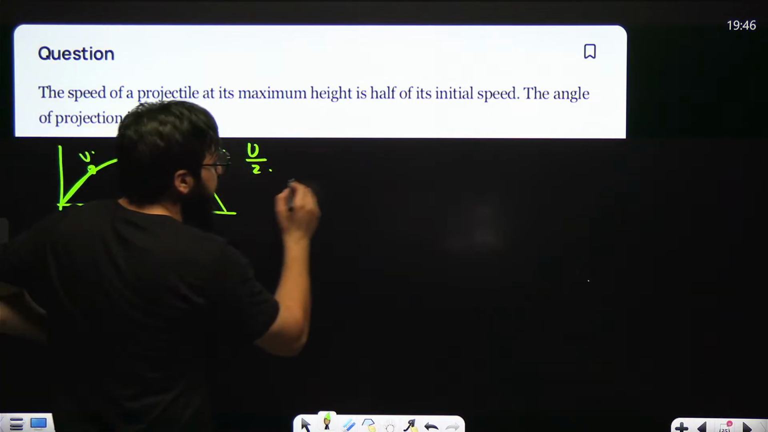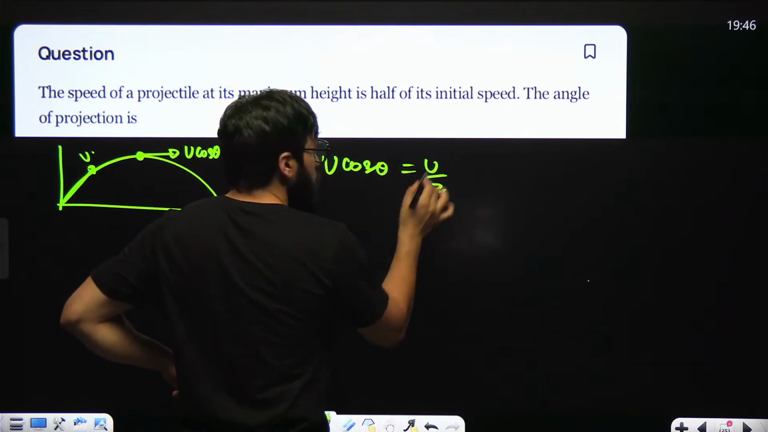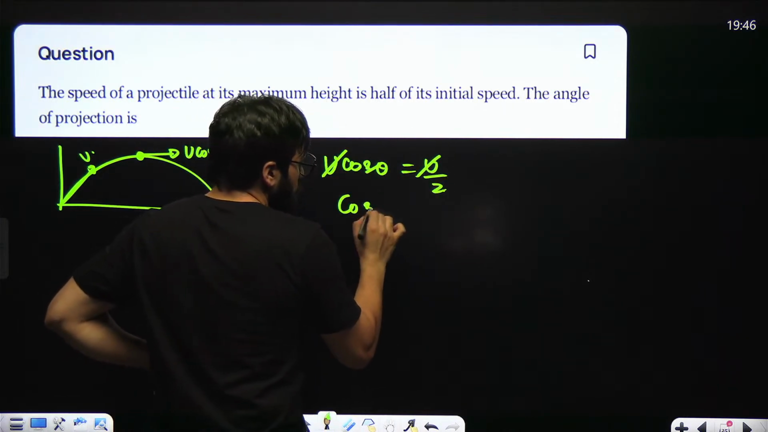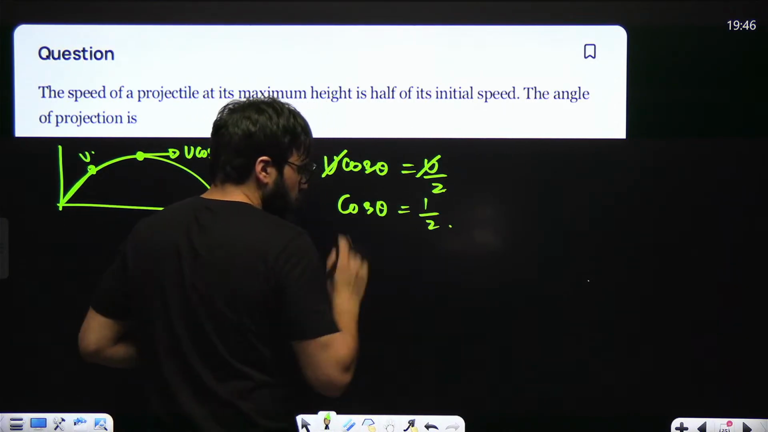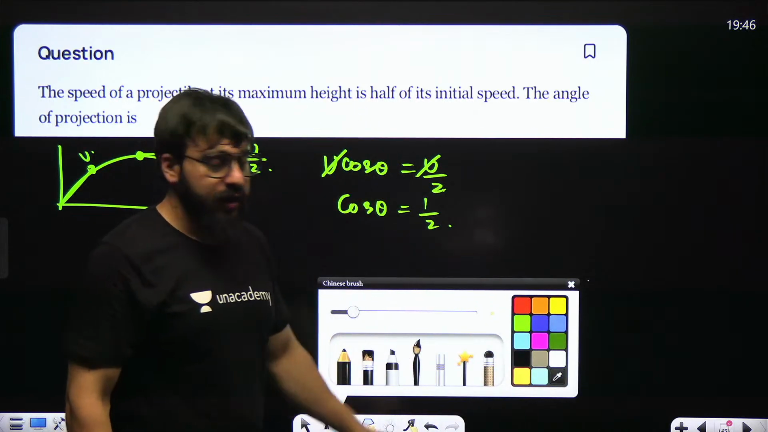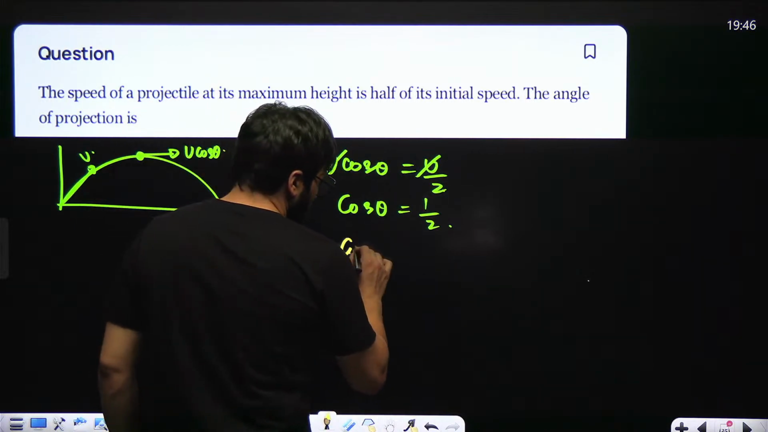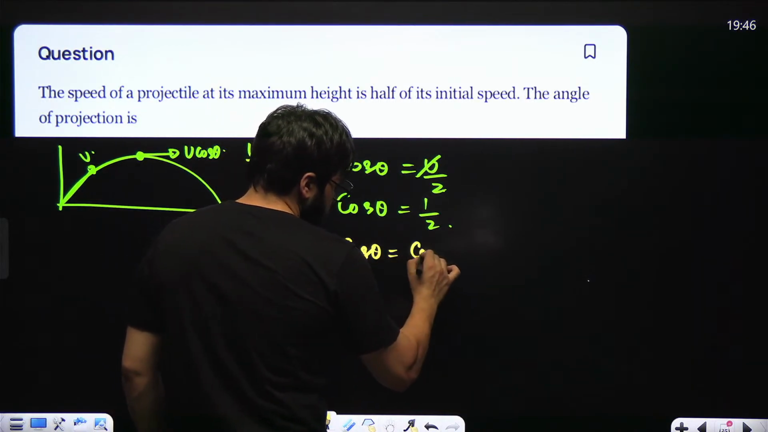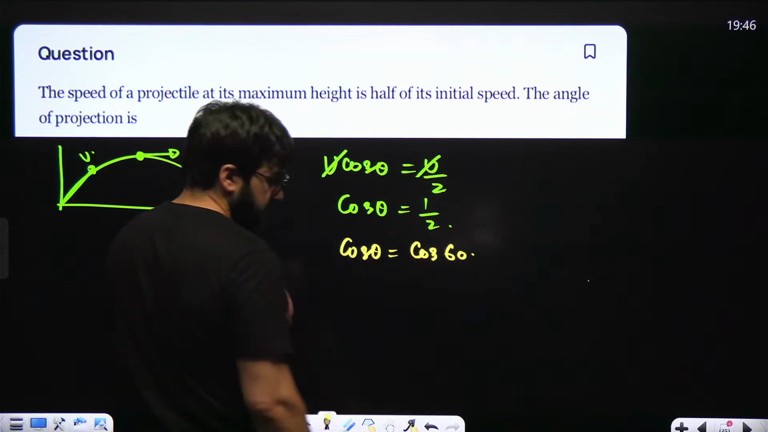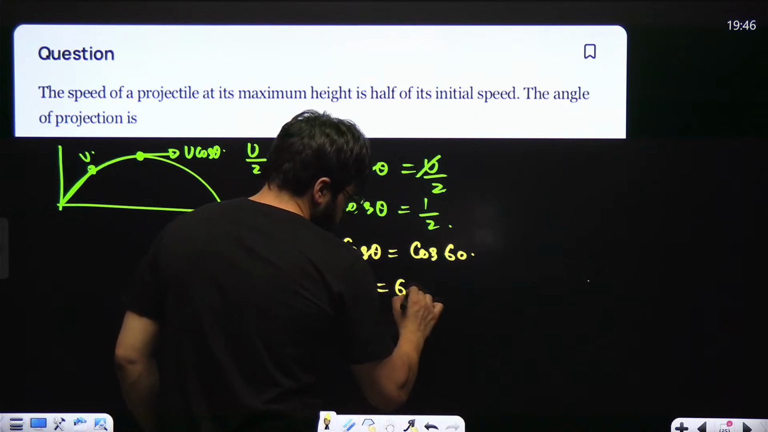So in this particular case, u cos theta will be equal to u by 2. This and this will cancel. So cos theta will be 1 by 2. When is the value of cos theta 1 by 2? When it is 60 degrees. So cos theta will be equal to cos 60. So I can say theta will be equal to 60 degrees.